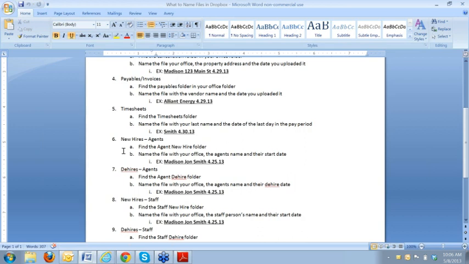And then for new hires and de-hires, if you see that the actual file is gone, that means that it's been processed. So once it's out of that folder, that means it's processed. So instead of sending emails to make sure that it's been sent out, just look in that folder and you'll be okay there if it's been deleted.